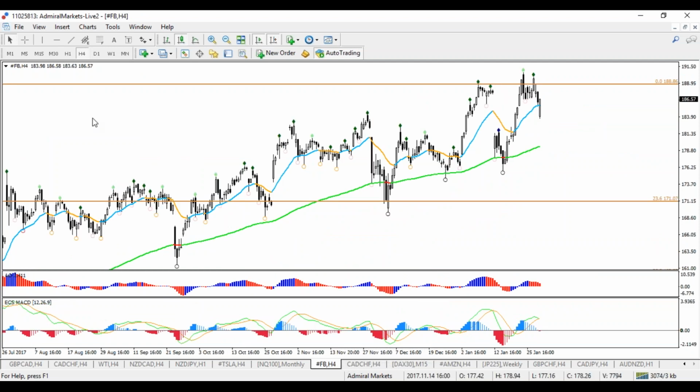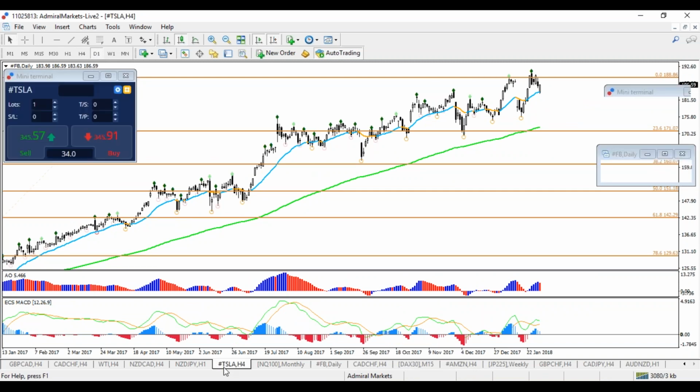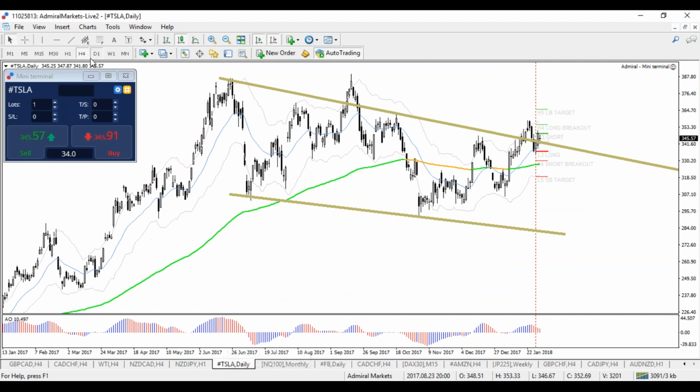I think Facebook is not the same. It's a little bit more corrective. So yes, Amazon looks a little bit better from that point of view if we get a bull flag. I know it's already moved up a lot, but Tesla also looks pretty much like it's moving up, but it's still corrective, I think.